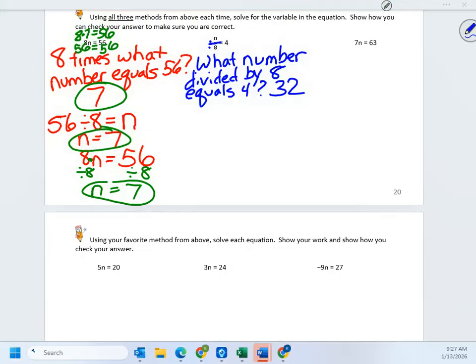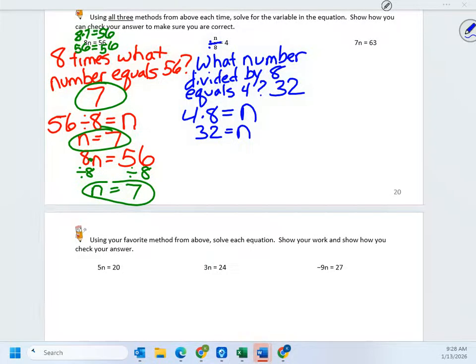Haley? 4 times 8 equals n. We can do that fact family. 4 times 8 equals n. What is 4 times 8? It is 32 equals n. I plug that 32 in there. 32 divided by 8 is 4.